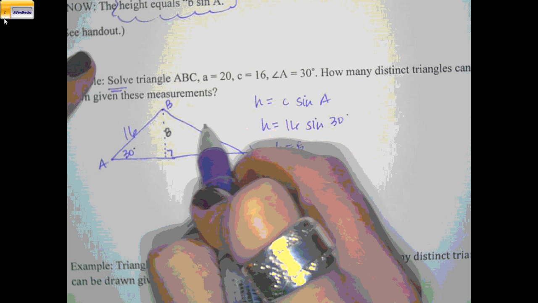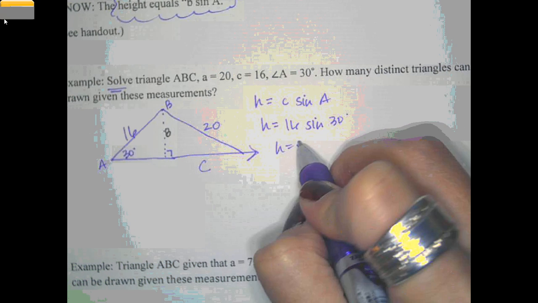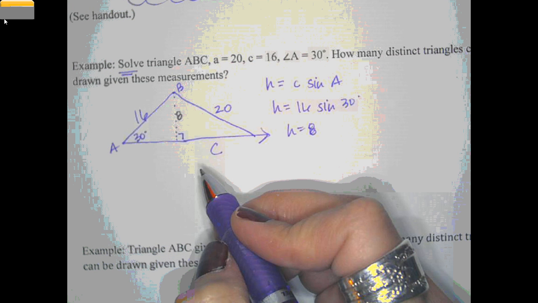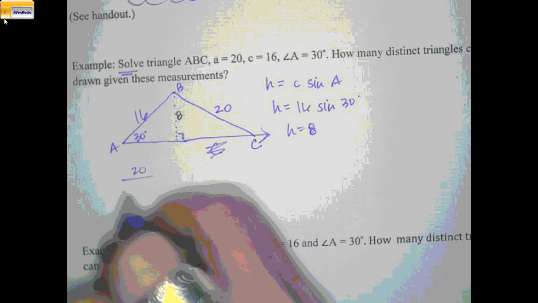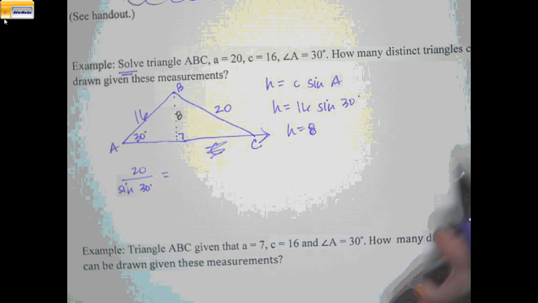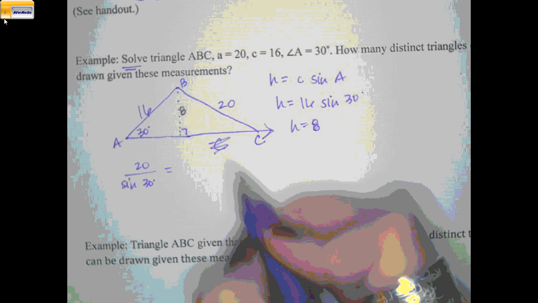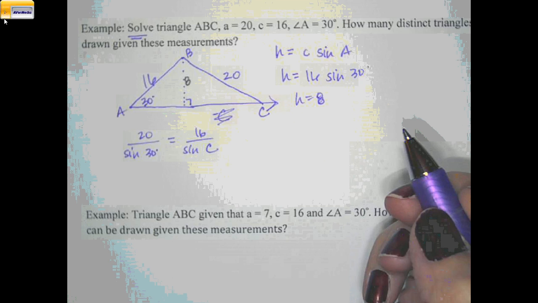So for that one, did you necessarily have to know what the height was? No, but I kind of want you to get in the habit of doing that. So we're only going to have one triangle, and then let's solve for it. You're going to use just law of sines. And by the way, I'm going to move this C so it's out here. So I've got A over sine of A, so 20 over sine of 30 degrees equals, we could do B over sine of B, or what makes more sense, C over sine of C? Yeah, because they give us 16. So 16 over sine of C. Everybody solve for C.